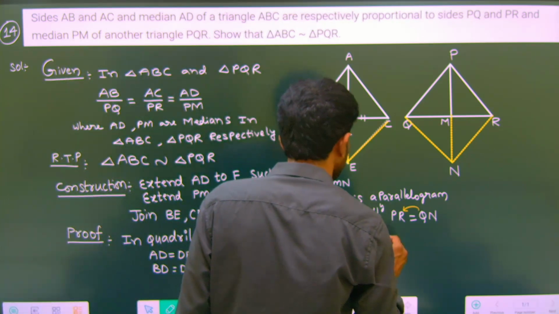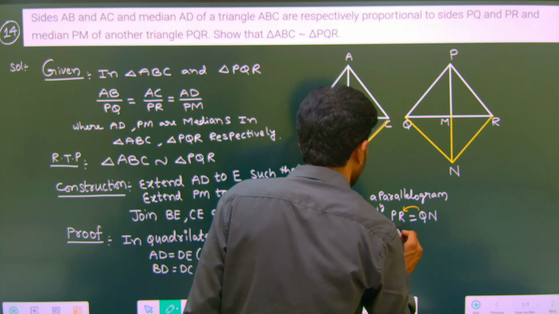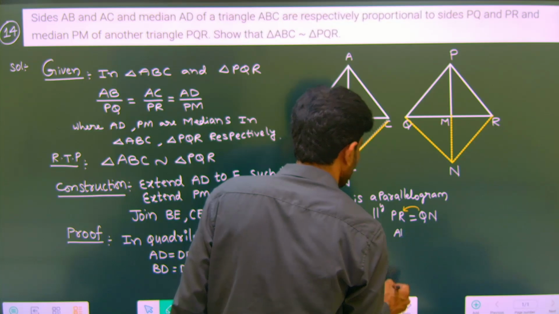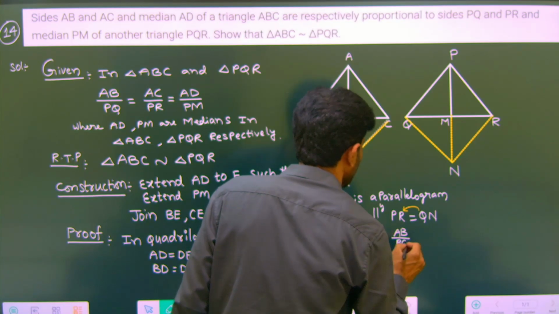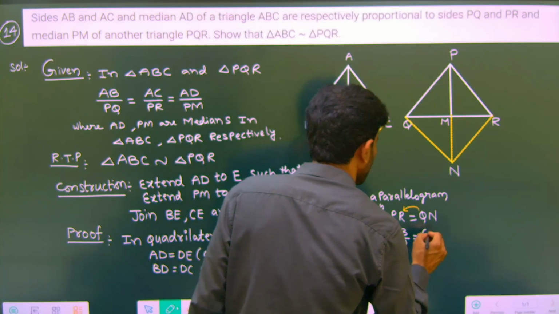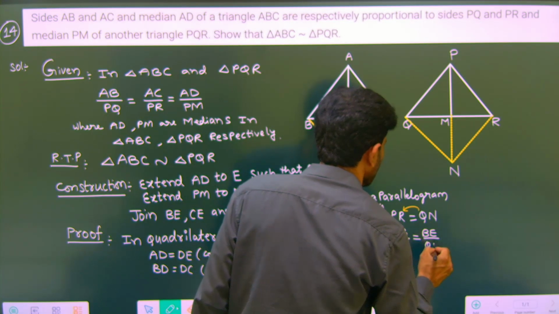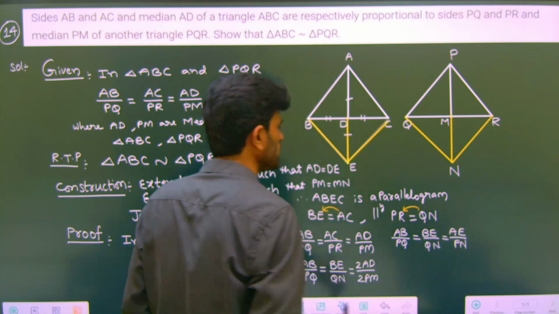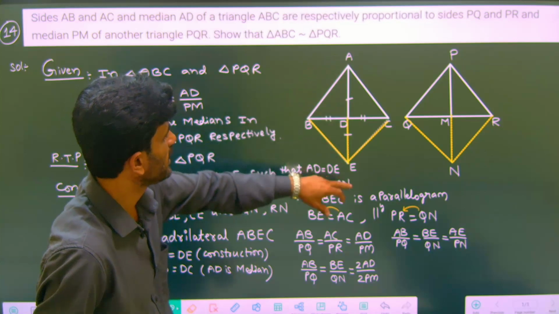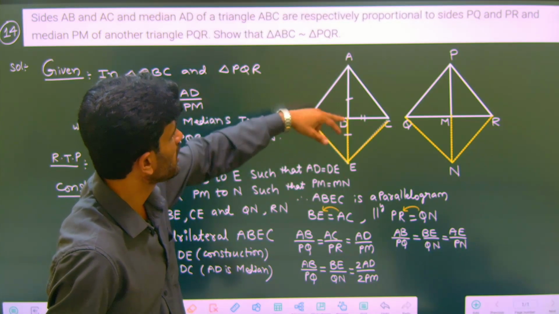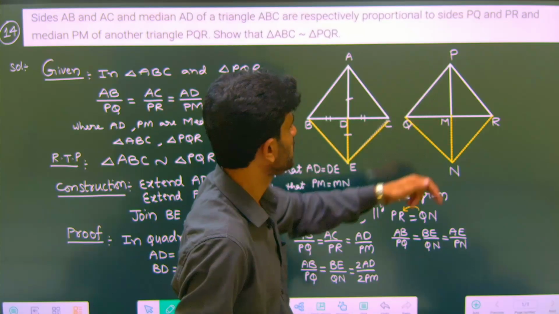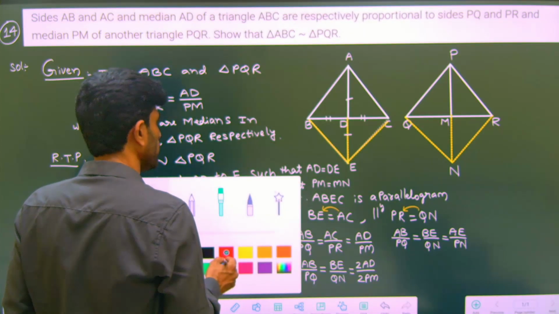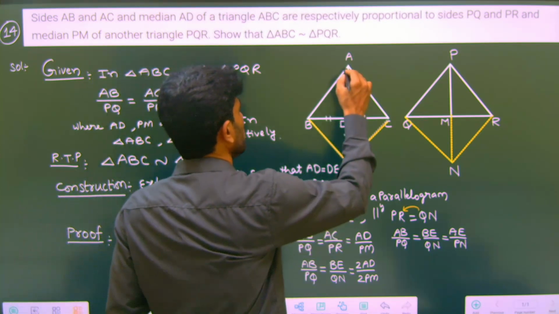Again we can write the same ratio as AB by PQ is equal to BE by QN is equal to AE by PN. Why did I write AE by PN? Because 2 times AD is AE, and 2 times PM is PN. So now if you observe, we get these two triangles similar. Which two triangles are similar?